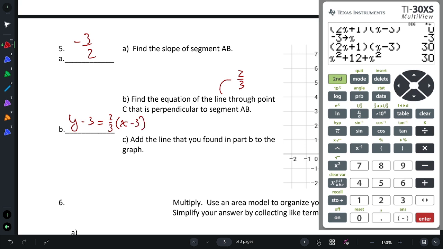If I want, I can change it up. I'll add 3 to both sides. So this is going to be y is 2/3 times x. Let's see, 2/3 times negative 3 would be negative 2. And then plus 3 more. So it looks like the y-intercept is at 1. So if I wrote it in slope-intercept form, the equation's y equals 2/3 x plus 1.